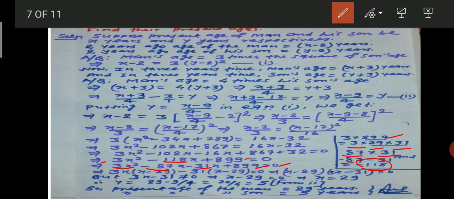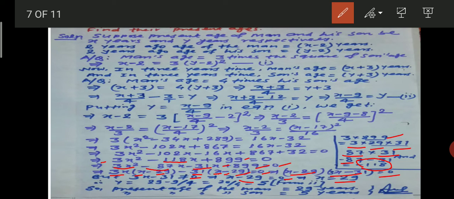plus 899 is equal to 0. Now 3x is common in these two terms, so 3x is common, then x will be left here and minus 29 will be left here, and in these two terms 31 is common, then x will be left here and minus 29 will be left, is equal to 0. This implies that (x minus 29)(3x minus 31) is equal to 0, but 3x minus 31 can't be equal to 0. Then x minus 29 will be equal to 0, and then x will be equal to 29.